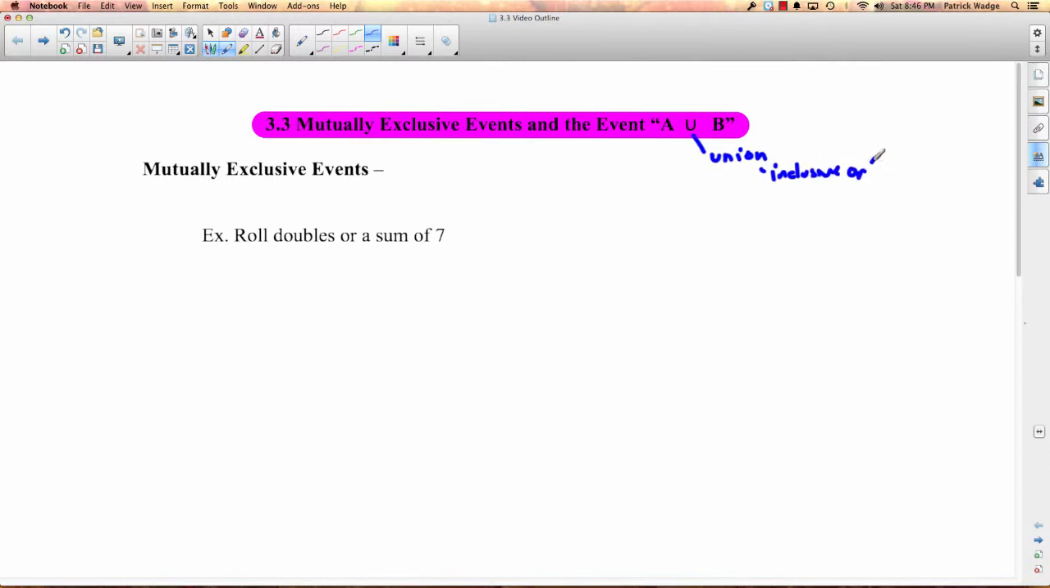Remember what that means? This is like when we were talking about set theory. If it was a union and it was the inclusive or, that means an element could belong to set A, or it could belong to set B, or it could belong to both set A and set B. That's the inclusive or. So we're going to look at that in this section. Mutually exclusive events are events that have no common outcomes.